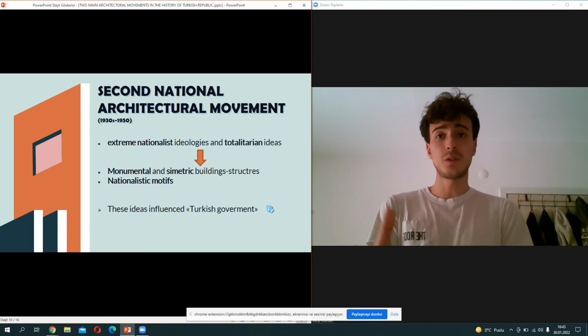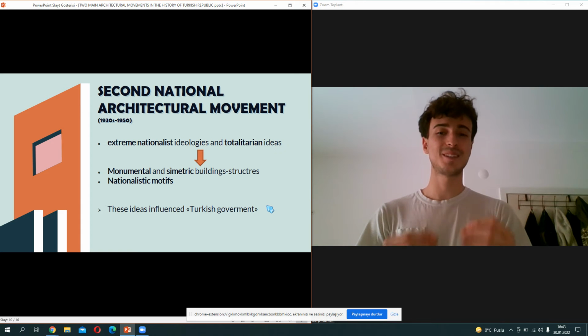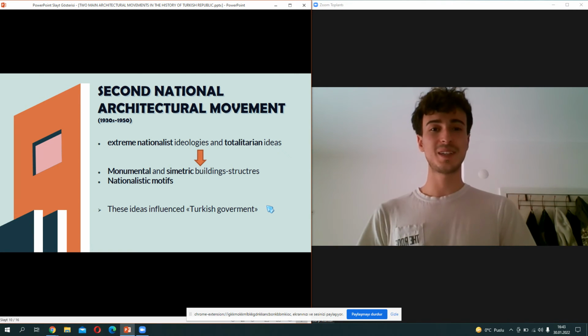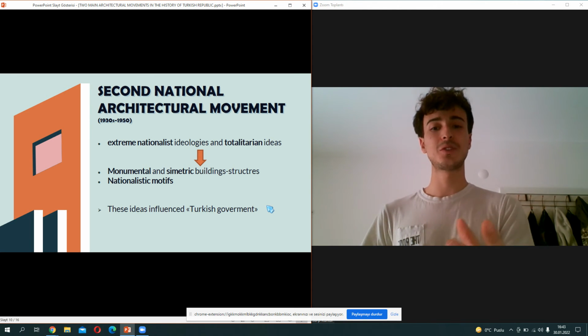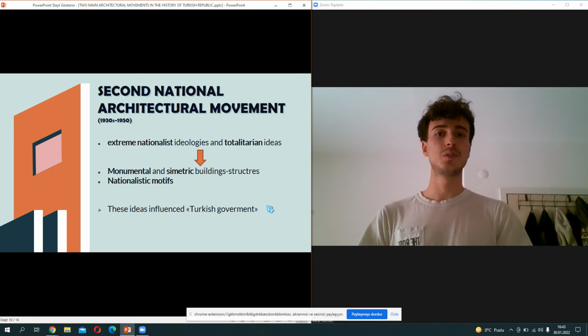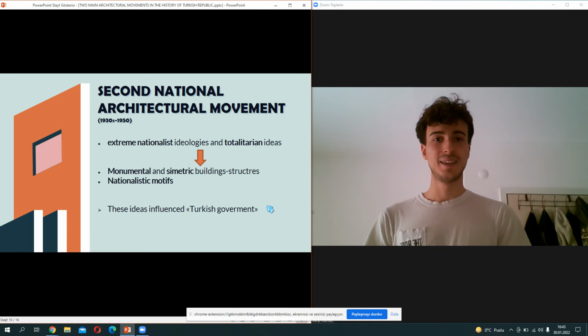And according to Ergut, in totalitarian regimes, monumental and symmetric building structures were built to represent the power of the government. And generally, nationalistic motives are used. As he states, the Turkish government was highly influenced by these trendy ideas. The Second National Architectural Movement was born in the light of these ideas.